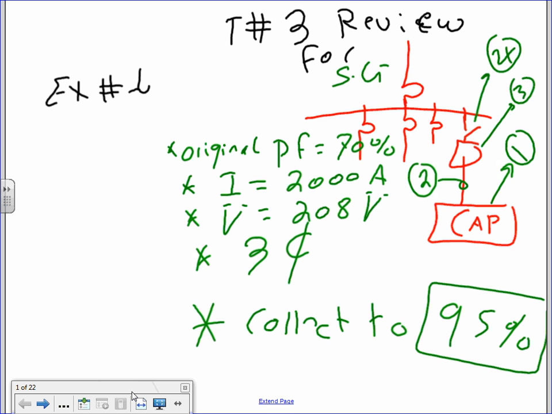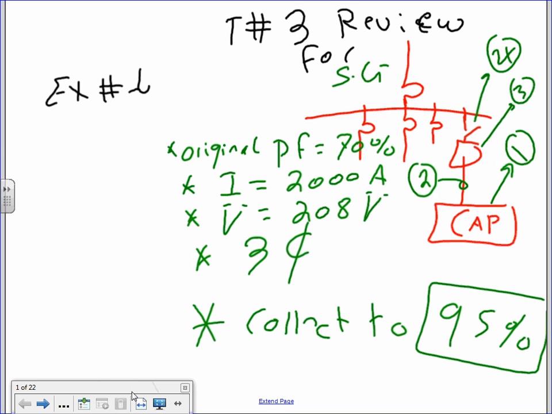Everybody have this sheet in front of you, right? So here's what we have. Example number one, we have switch gear. The original power factor is 70%. You get penalized by the utility. They told you to go correct the power factor, okay?